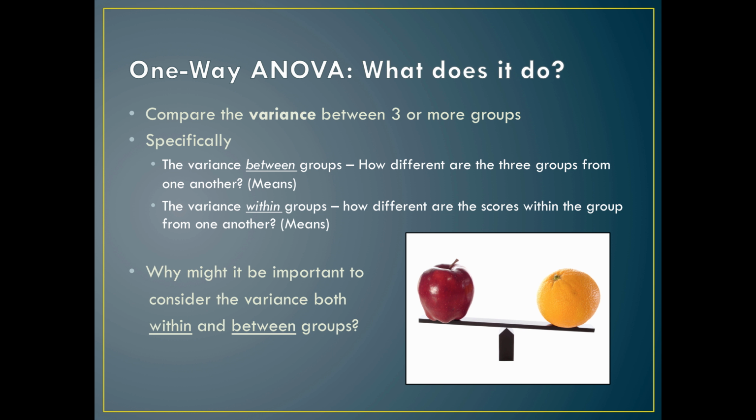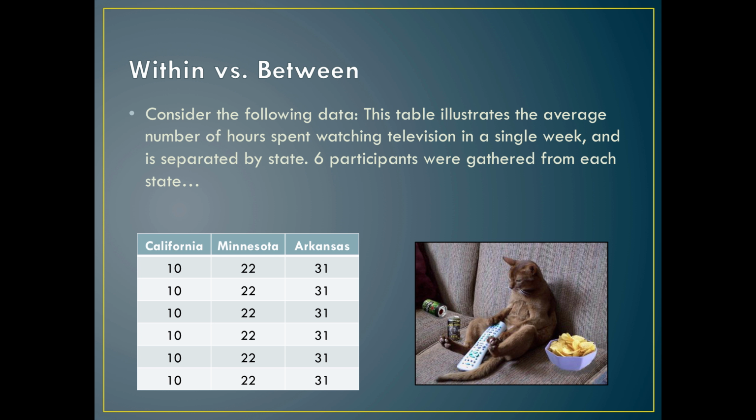So essentially, ANOVA is a ratio, and as we're going to see, it's going to be a ratio of the variances between groups over the variances within groups. Okay? And guess what? What we want is a large ANOVA, a large F ratio. To understand that concept of between and within differences, I know a lot of students get confused with it. I'm going to give you a very over-exaggerated example.